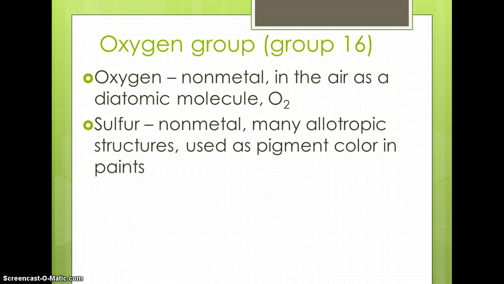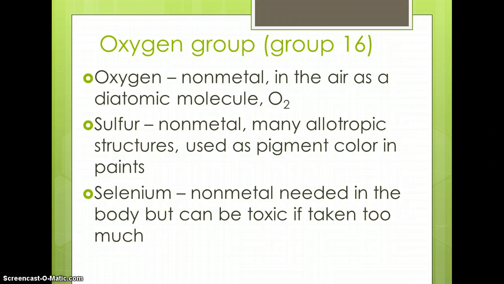Sulfur is often used as a pigment color in paint just because it has a very vibrant color. Sulfur by itself is a very, very bright yellow. Think of a very bright yellow, and that's what your sulfur structure is actually going to look like. So it's useful in making very vibrant paint colors.